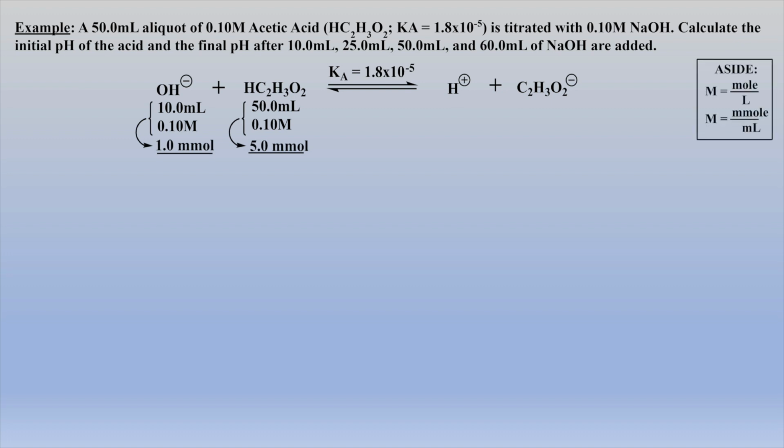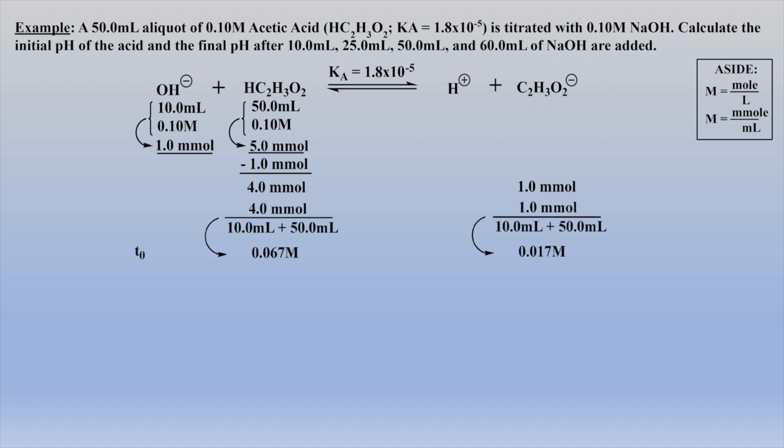Often, it is easier to work with millimoles when compared to very small numbers in moles when examining the stoichiometry of a reaction, which is what we will do here and on all subsequent examples. The 1 millimole of hydroxide will react completely with the 5 millimole of weak acid to afford 4 millimole acetic acid and 1 millimole of conjugate base per 60 milliliter total volume, which are now easily converted back to molarity.